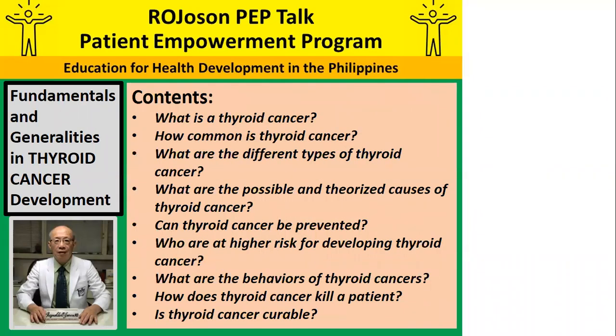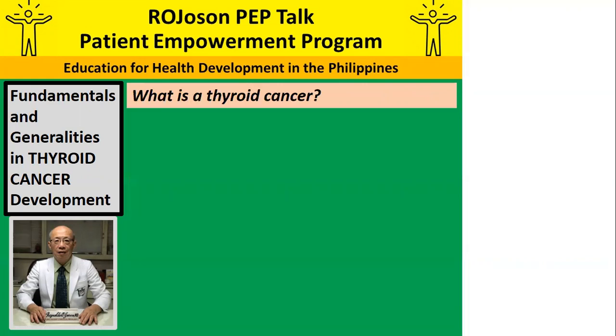The contents will be the following: what is a thyroid cancer, how common, what are the different types, what are the possible and theorized causes, can thyroid cancer be prevented, who are at higher risk, what are the behaviors of thyroid cancers, how does thyroid cancer kill the patient, is thyroid cancer curable? Let's start with what is a thyroid cancer.